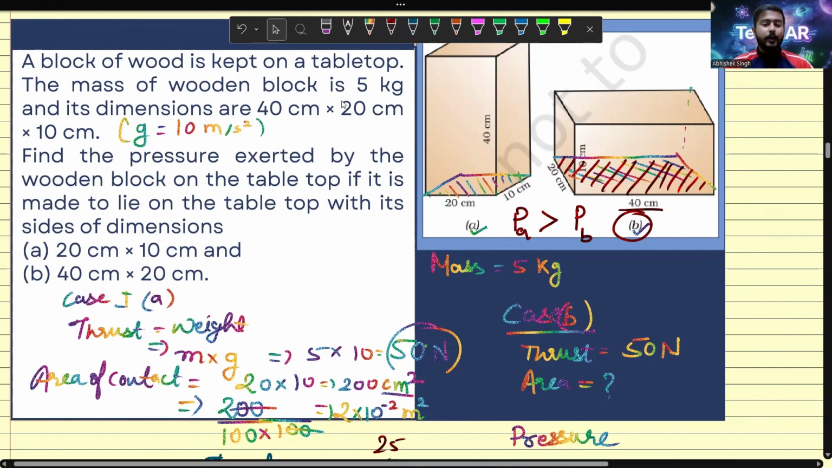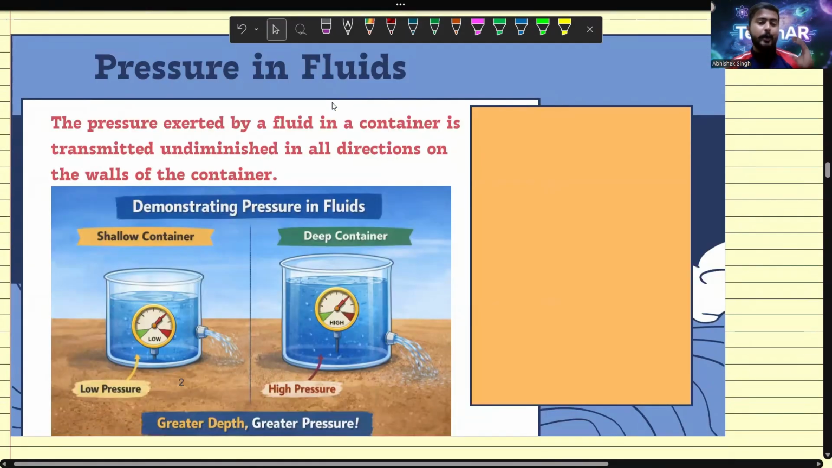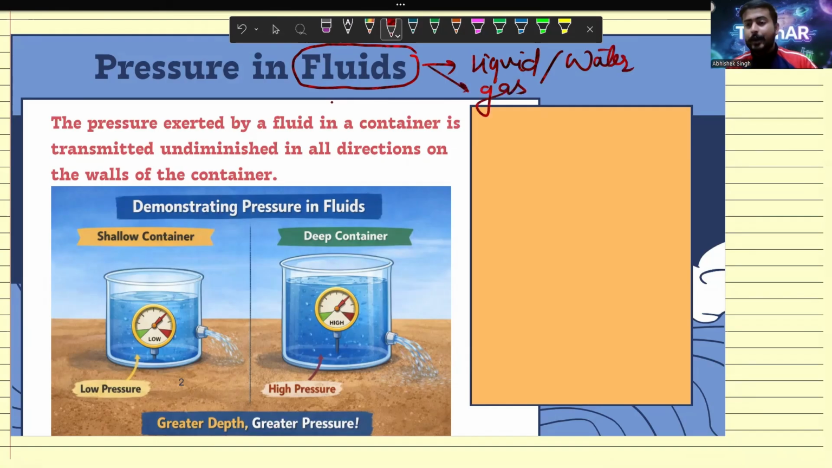Okay, let's move ahead. I hope everyone got this beautiful concept. And this is actually an NCERT question. Now let's talk about pressure in fluids. Fluids means anything that has an ability to flow. Many of our students have a misconception that fluid means liquid, and that it's only talking about water. No, liquid or gases, because gases also have the ability to flow.